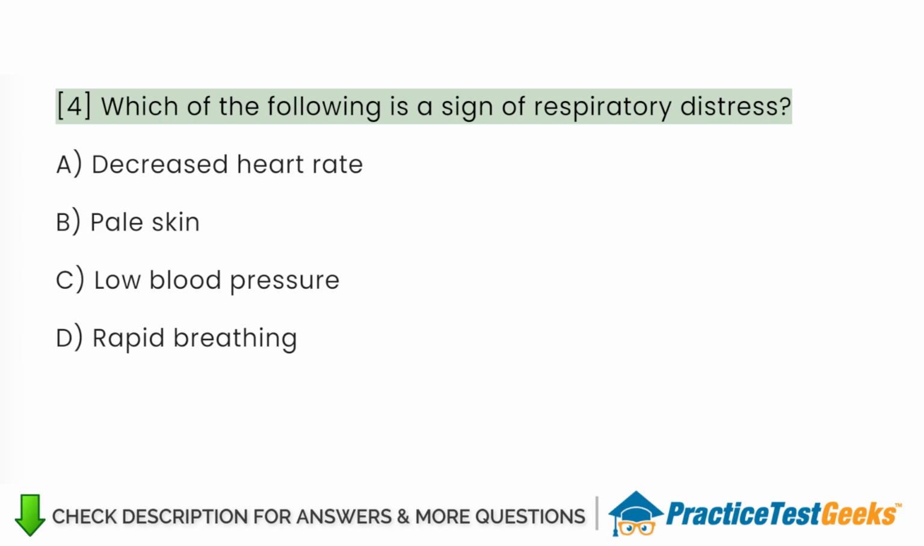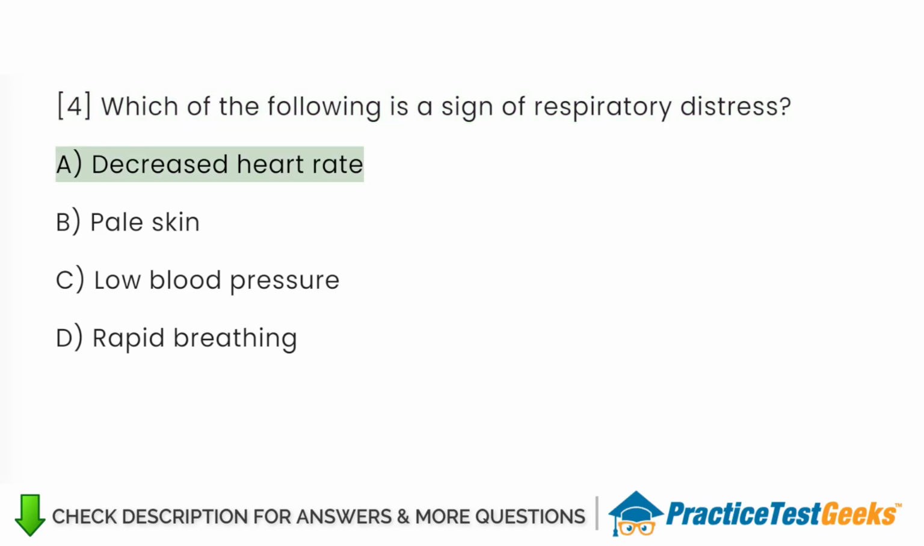Which of the following is a sign of respiratory distress? A. Decreased heart rate. B. Pale skin. C. Low blood pressure. D. Rapid breathing.